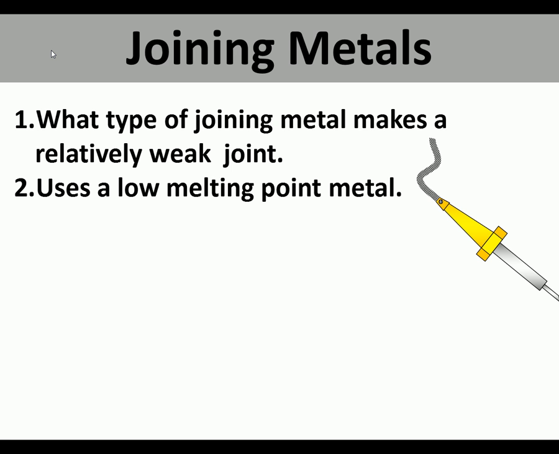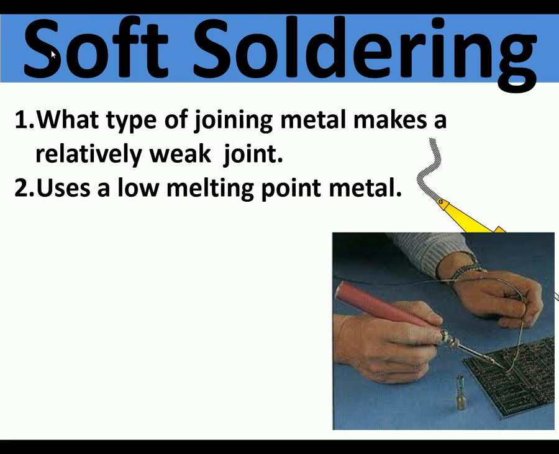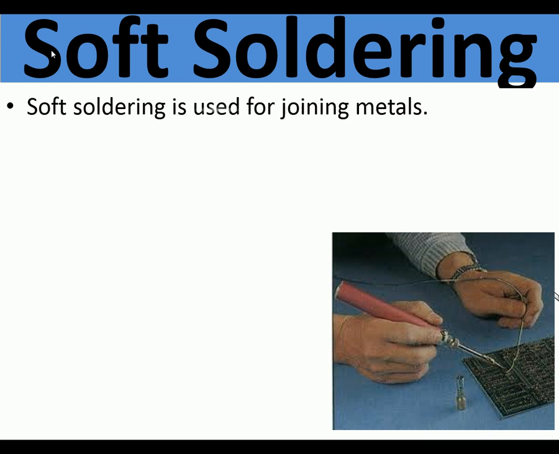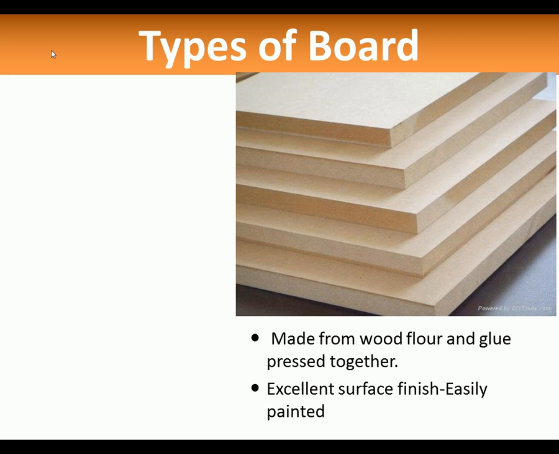Joining metals. Which type of joining metal makes a relatively weak joint and uses a low melting point metal? It is, of course, soldering or soft soldering. Soft soldering is used for joining metals. It uses a low melting point material solder to join them.